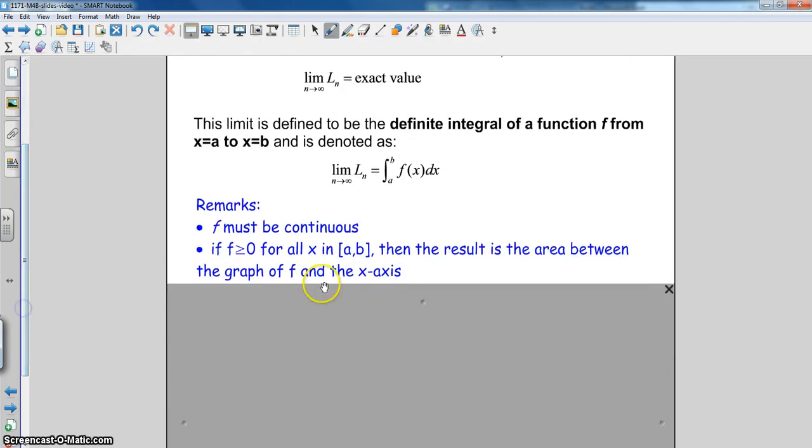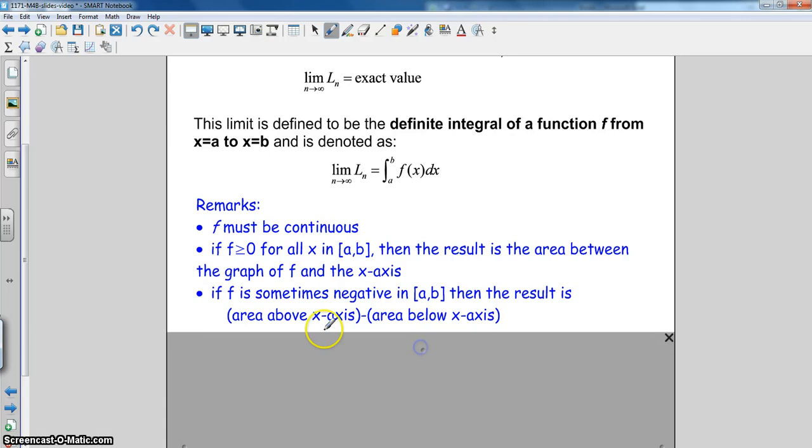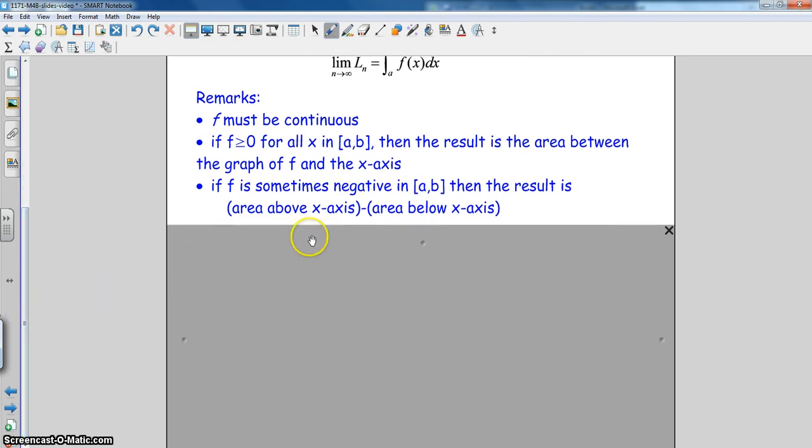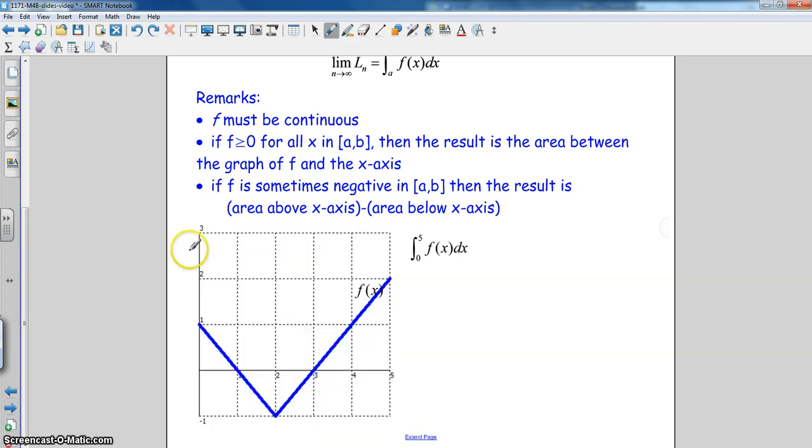Okay, and then lastly, if f is sometimes negative in the interval, then to compute the area geometrically, it's just the area above minus the area below. And this is used for a couple of WeBWorK problems too. So for example, if we have this function here, we can just determine where the area is positive, so maybe here and here, and then where the function is below the x-axis.